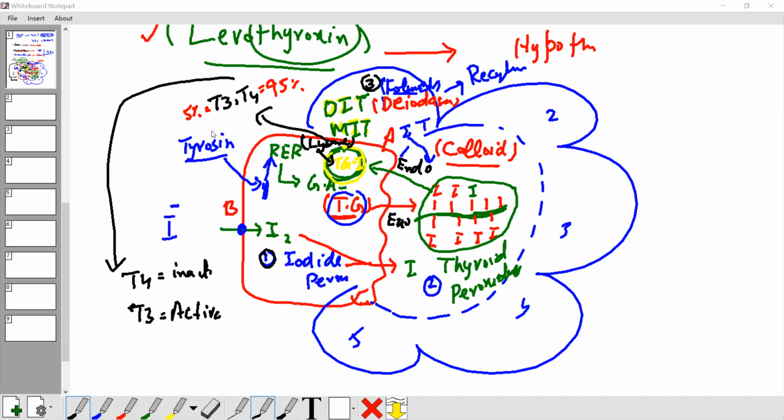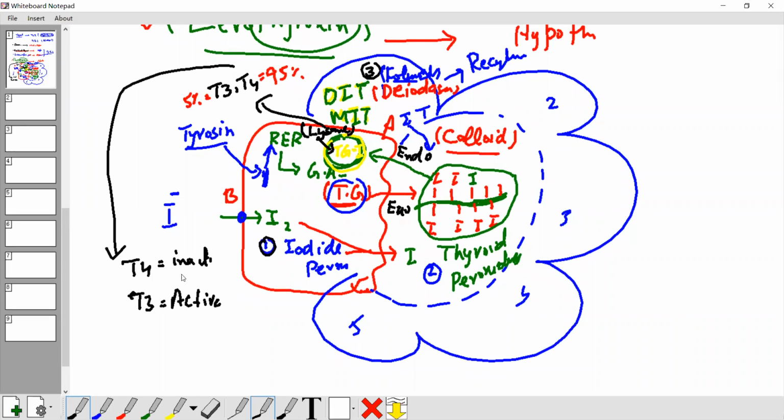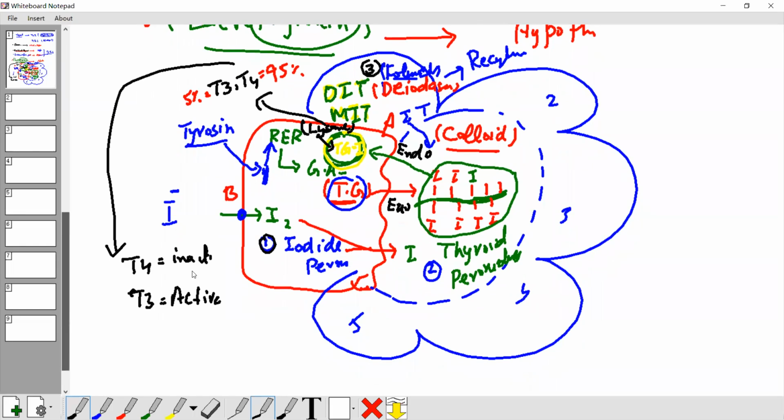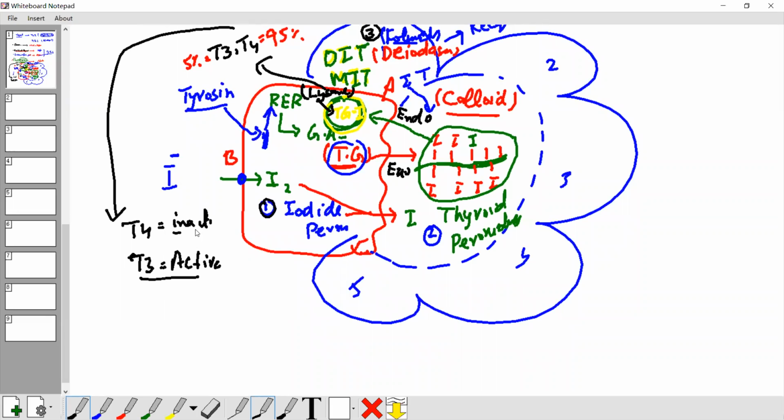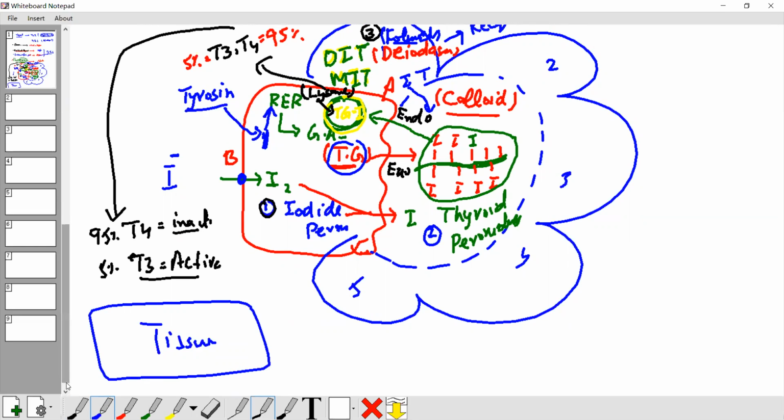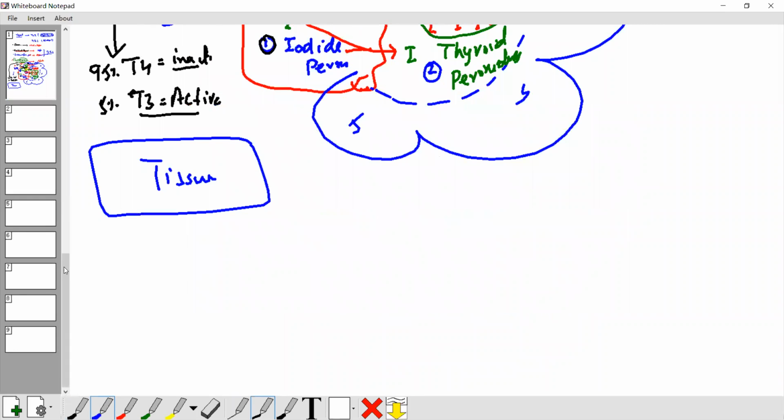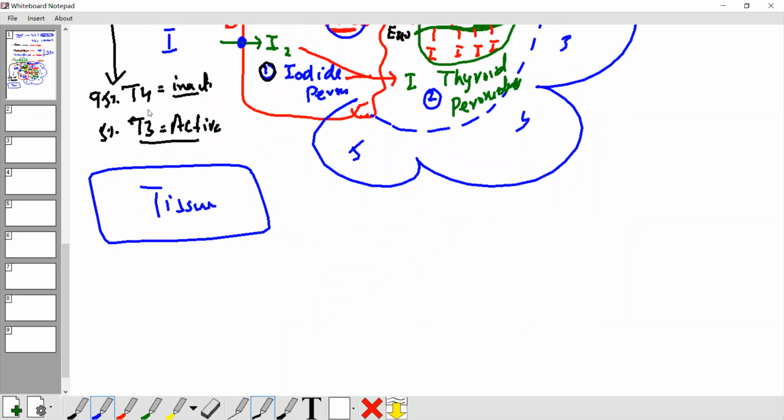We were discussing the normal physiological mechanism of production and release of thyroid hormone. Now, T3 is active and T4 is inactive: 95% is T4 and 5% is T3. In the peripheral tissue, before entry into the cells, mostly we have T4. This T4 changes to T3.